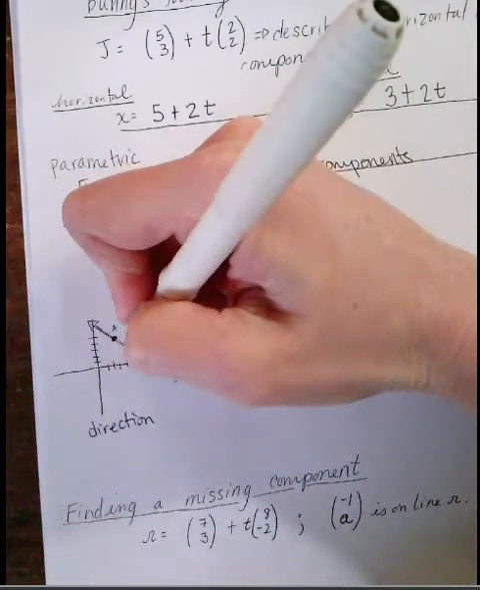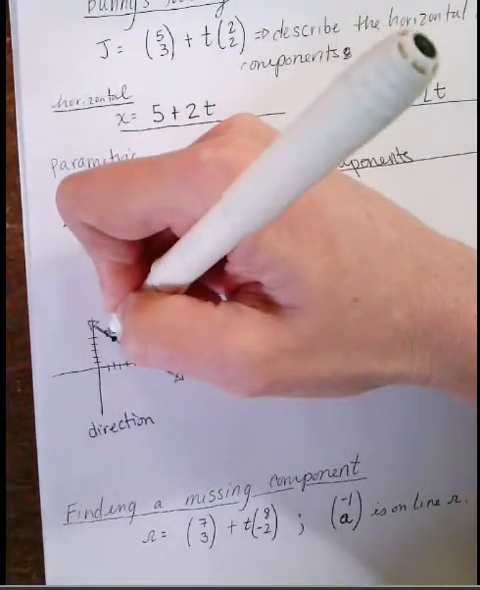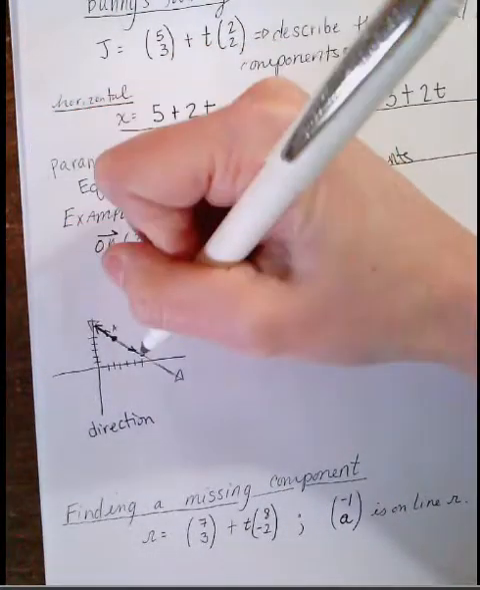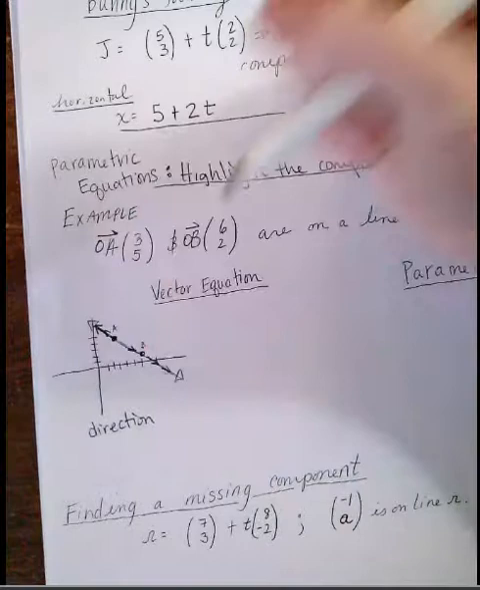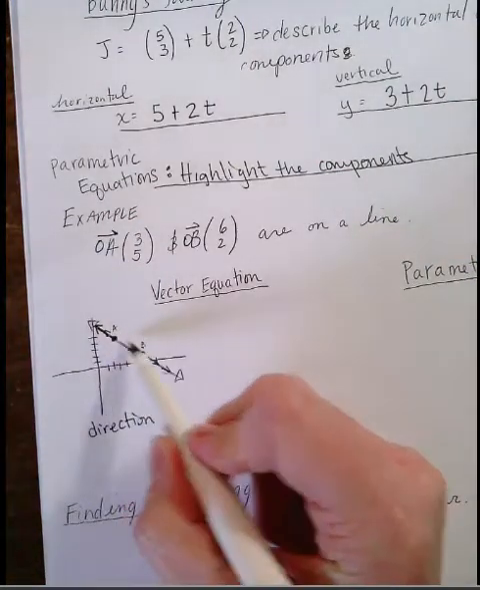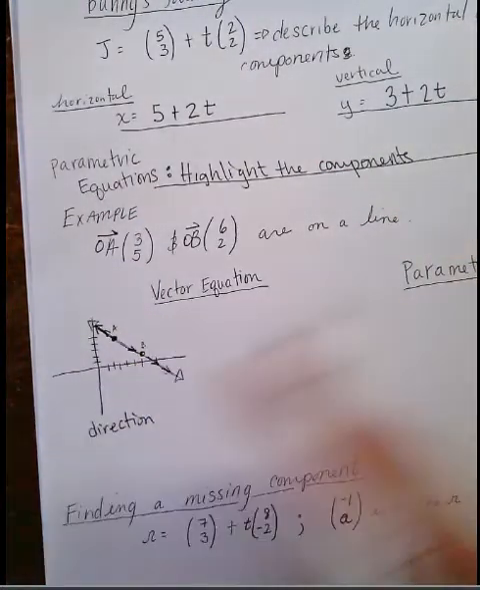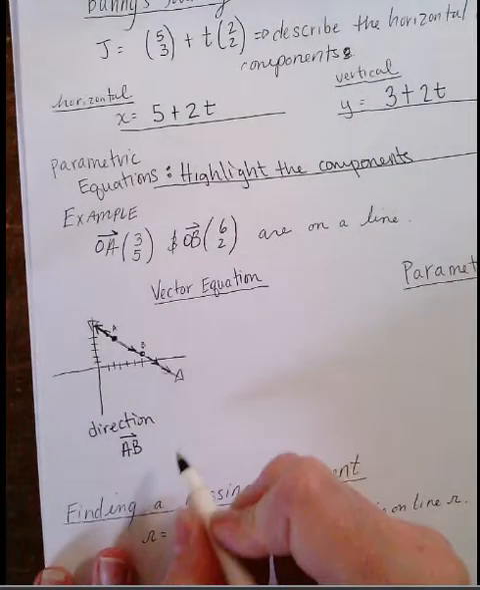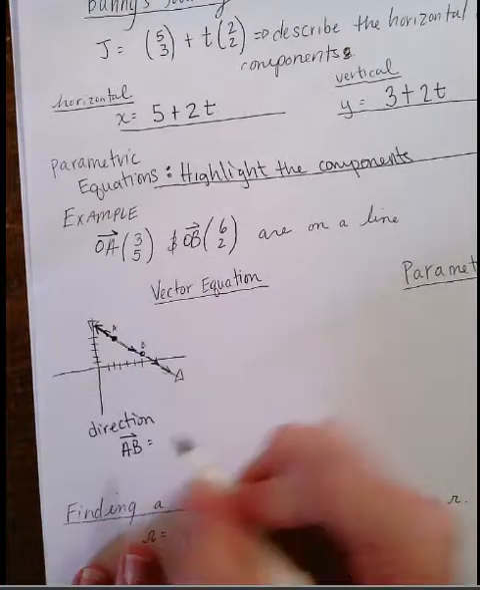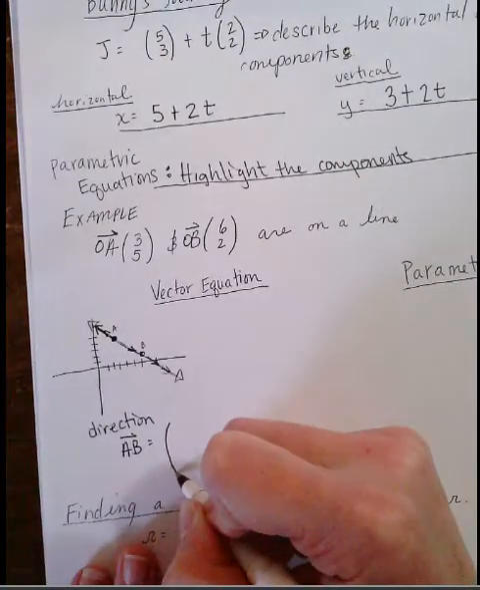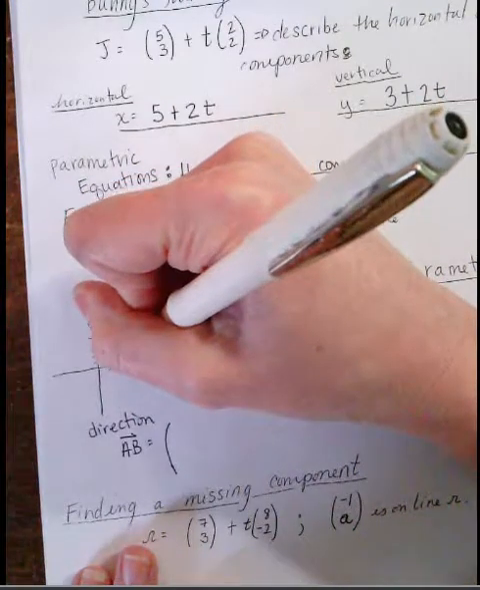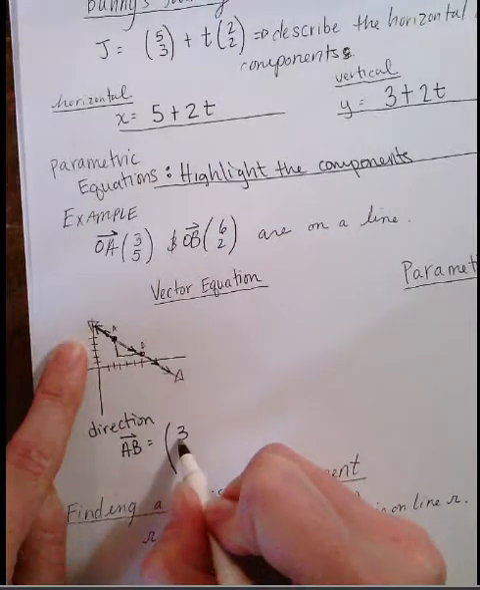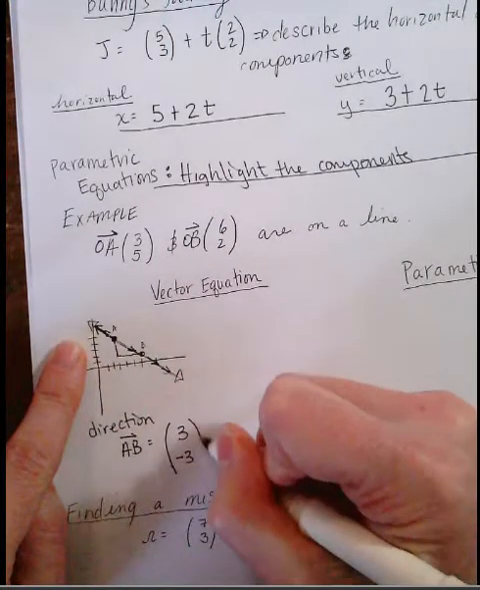So we have the direction. You can either move this way along the pathway, or you can move this way on the pathway. So it doesn't really matter whether you choose to go from A to B or B to A when you're choosing your direction. We're going to write a vector that represents AB or BA, it doesn't matter. So let's say we choose AB. From A to B, I'm going to go 3 in our x and negative 3 in our y.